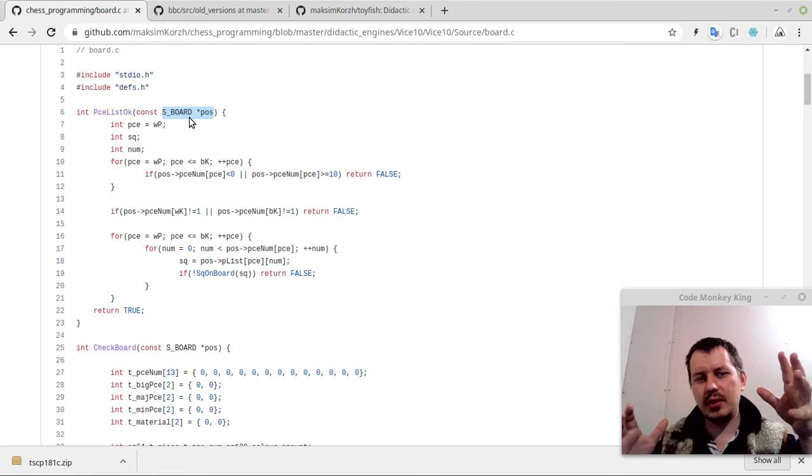Some complications arise with this structure referencing all the time. In my engines, I was avoiding that, so I was doing it like in TSCP, using global variables, because of the reasons I have been explaining. I've explained already just a few moments ago.